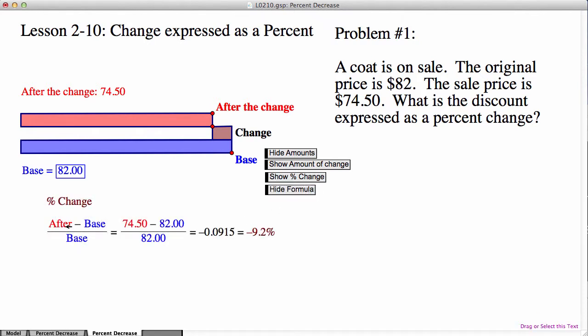We use the amount after, which is $74.50, minus the base, which is 82, and divide that by 82. $74.50 minus 82 is negative $7.50, so that's the amount of the discount, and the percent change is down 9.2%, or approximately 9%.